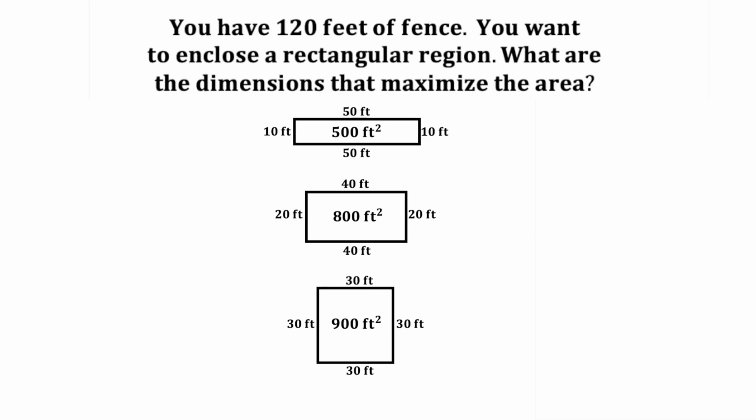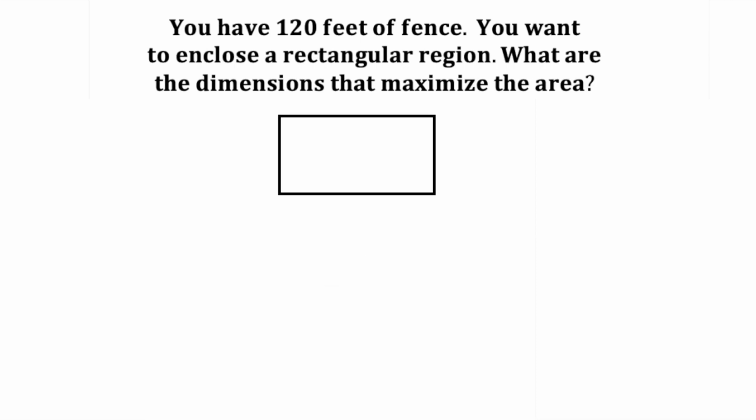Would you like to see some math behind it? So we start with our arbitrary rectangle. We're going to call the width x and the height y. So the area is going to be x times y, and that's what we're trying to maximize. And the perimeter is 2x plus 2y equals 120.